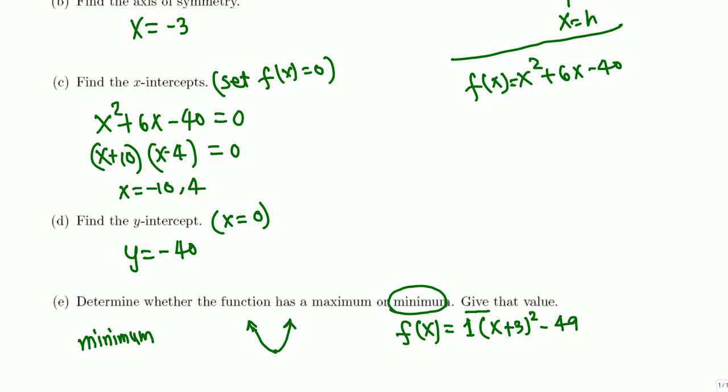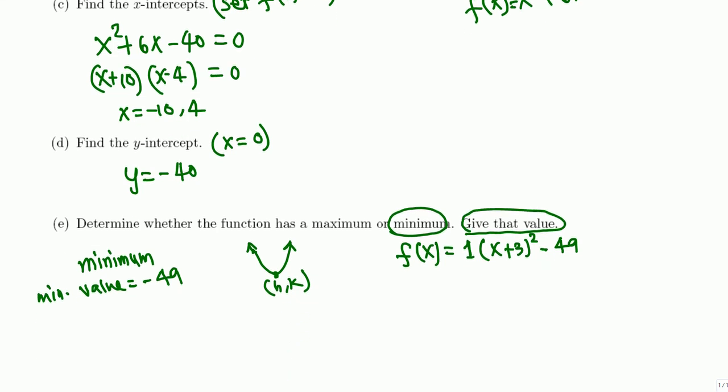Now we need to give that minimum value. This is the vertex (h, k). This is the location where the minimum occurs, and the minimum value is the second coordinate, k. k is negative 49. So the min value is the second coordinate, k, which is negative 49. Even if we had the case of a maximum, same thing, the second coordinate is the maximum.